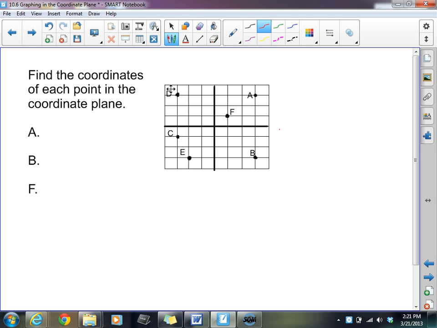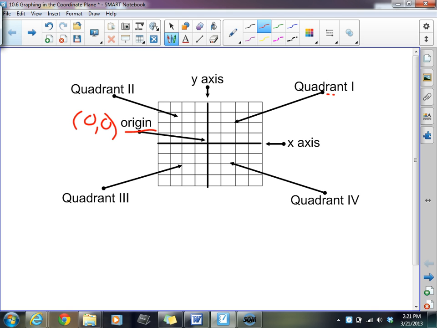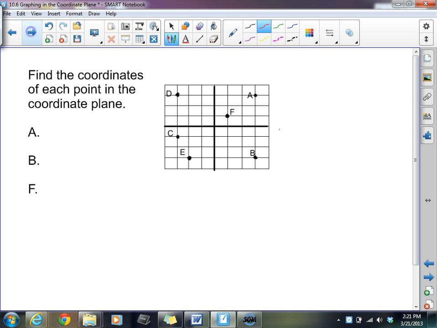Now we call this right here 0, 0 an ordered pair. And an ordered pair gives a specific location on the coordinate plane. Now we always use the x value first, so the x is first, and then the second value is going to be the y or vertical axis value. Now I have a couple problems here on the board. Directions say find the coordinates of each point in the coordinate plane.